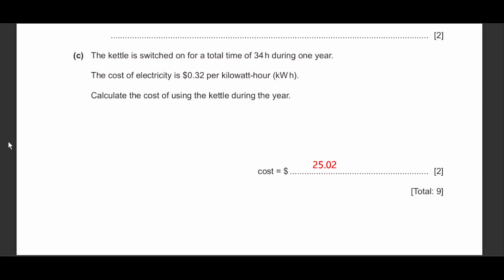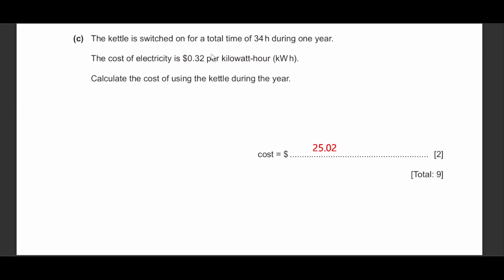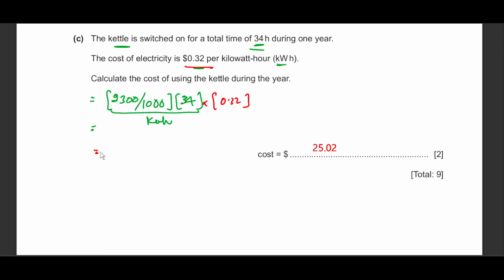Part C, household bill, very easy. The kettle is switched on for 34 hours. Calculate the energy bill. So it's 2300 divided by 1000 because we want to convert this into kilowatts, and hours is hours. So 34, and this will be, since this part is the kilowatt hours, the energy consumption, multiplied by the cost per unit kilowatt hours. This is 0.32. So this is going to come out as $25.02.